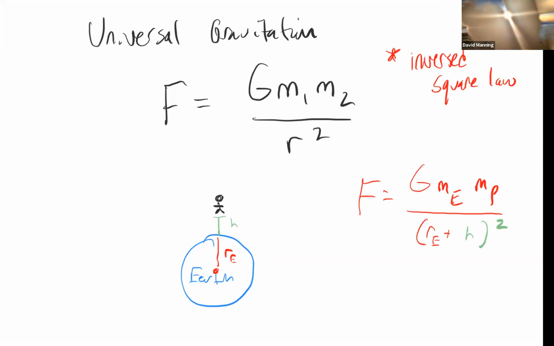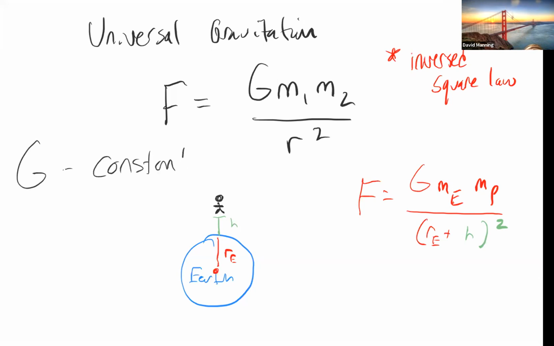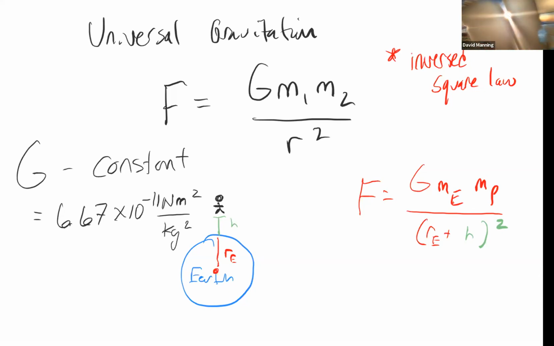Just to let you know, this big G, that's the universal gravitation constant, and it equals 6.67 times 10 to the minus 11th newton meters squared over kilograms squared. It's always the same. So that's a constant value. You don't have to memorize that. That's something that will be given to you all the time, or you can look it up in your book during the test.